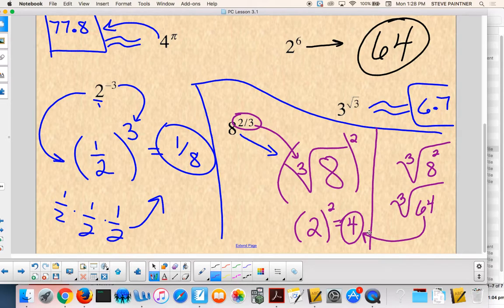Which way do you like? Which way did you like on this one? The first one. That one? I do too. It's easier. But sometimes this becomes the easier way. It just does. Okay? Questions?